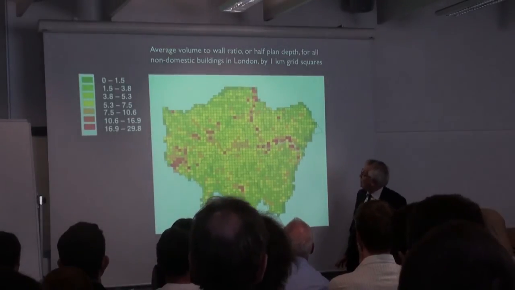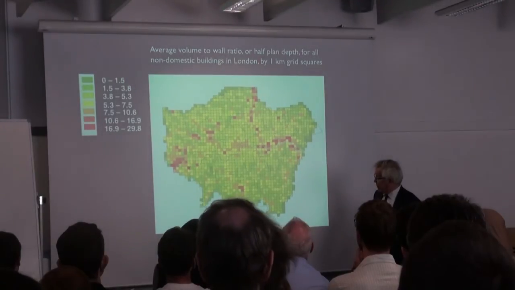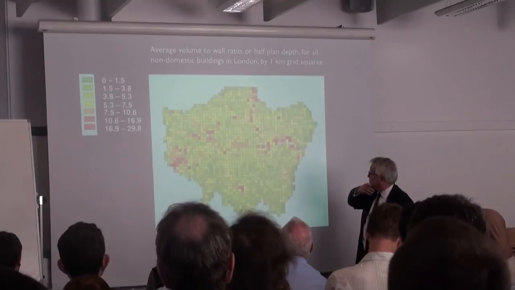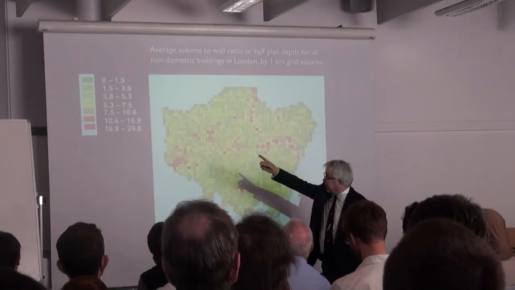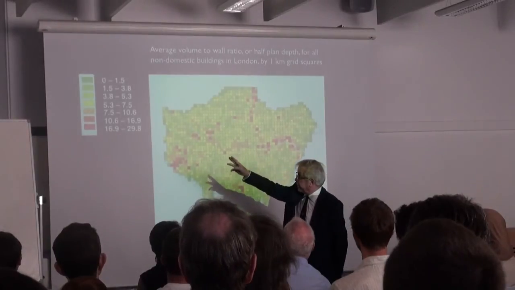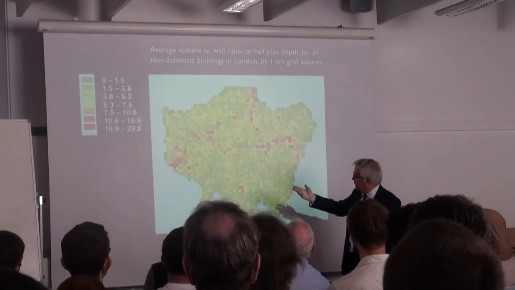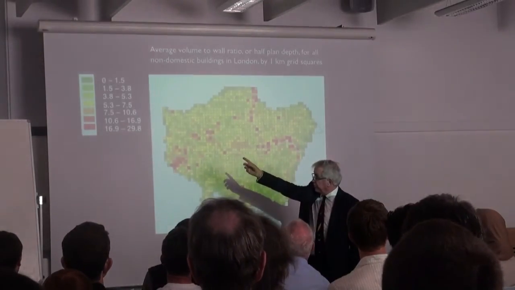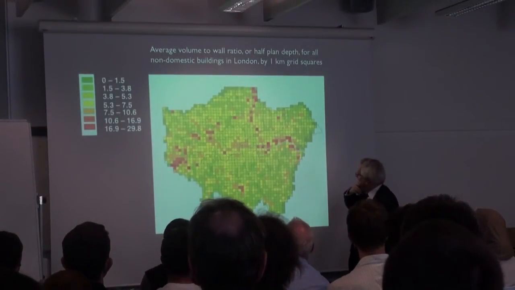So this again is volume to wall ratio, half of plan depth. This time we've got a much greater range of values shown, and this is by 1 square kilometres in this case. So the greens and the yellows are domestic kind of scale, the yellows getting up to 14, 15 metres deep. The really deep plans, going up as much as 20, 30, 40, 50, even 60 metres deep, are these reds and oranges.